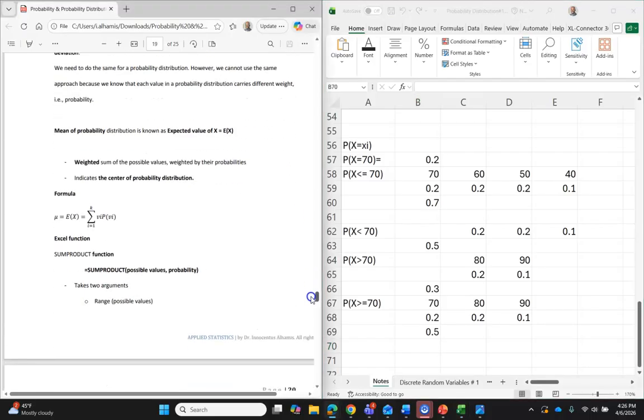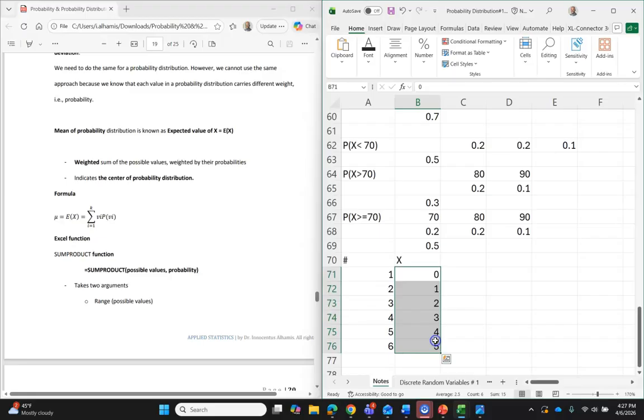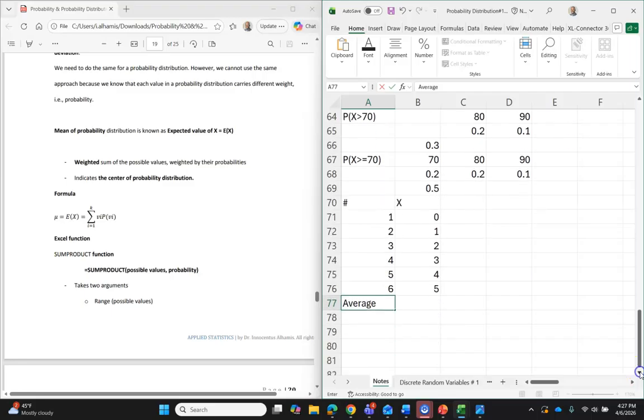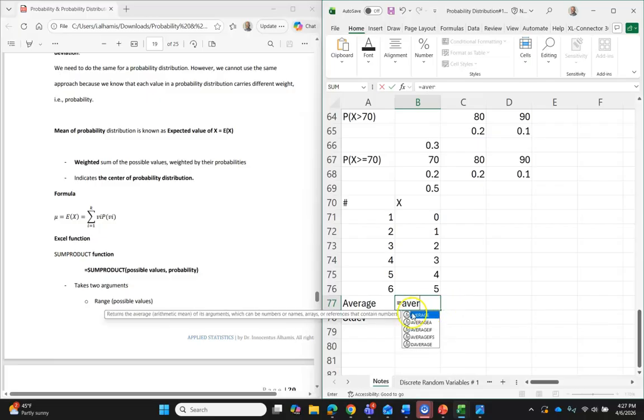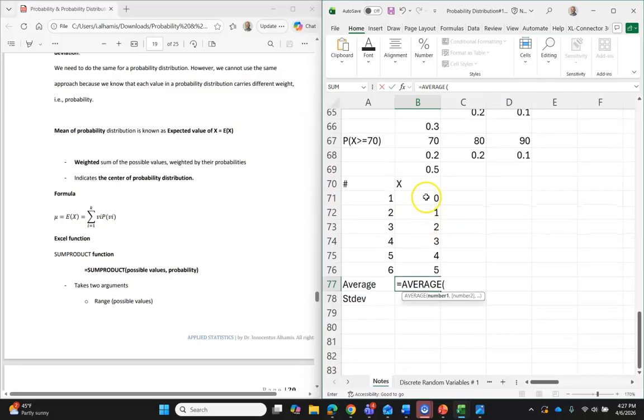So that's how we can look at probabilities of greater or equal, or probabilities of less or equal. We have a number of examples here. Now the next thing, we have this kind of values, so we could actually find the average, as we learned before, and also the standard deviation. So how do we find the average? Just put an equal sign and click AVERAGE. Select all these values, close the bracket, and you will find the average, which is 2.5.